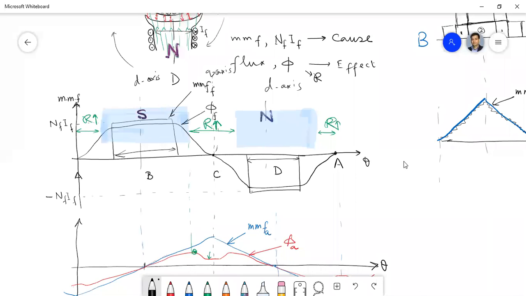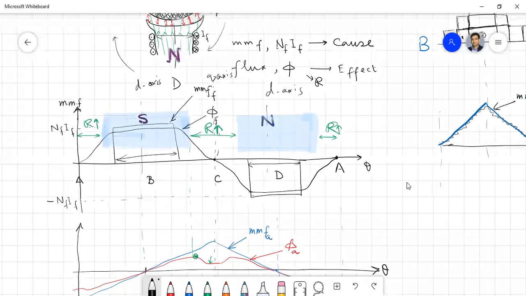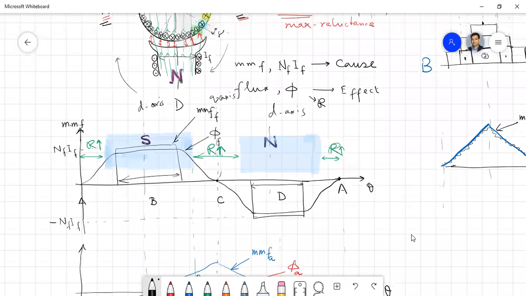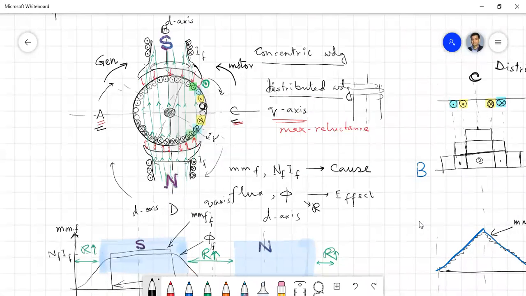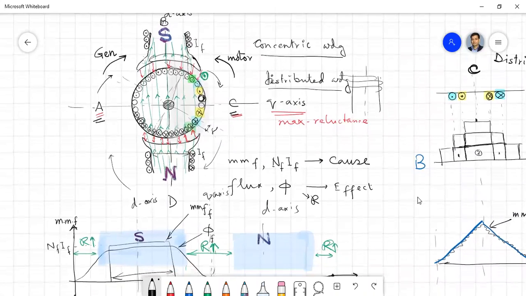So we were discussing the MMF distribution in space in the last class for a DC machine, and we took a two-pole DC machine, I mean one north and one south pole.